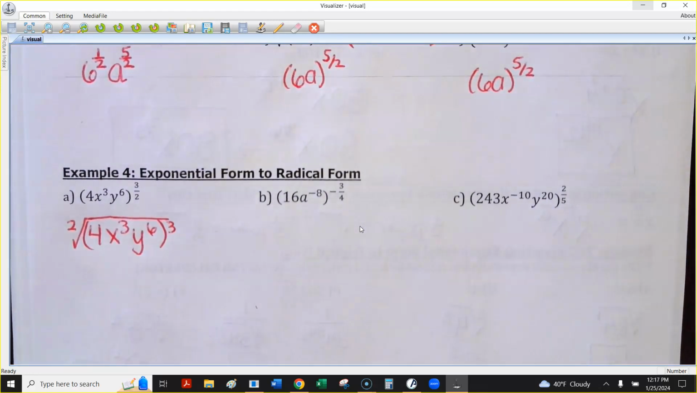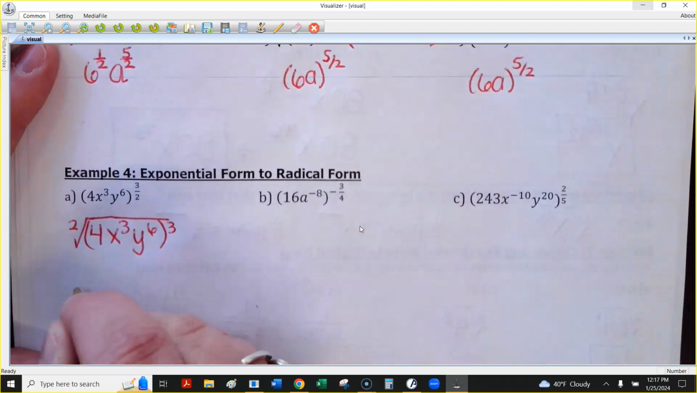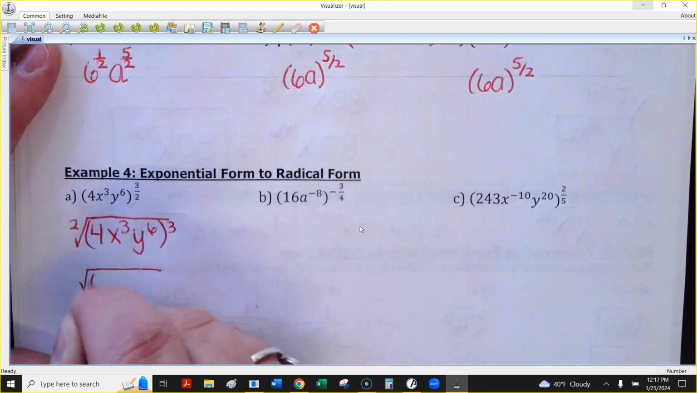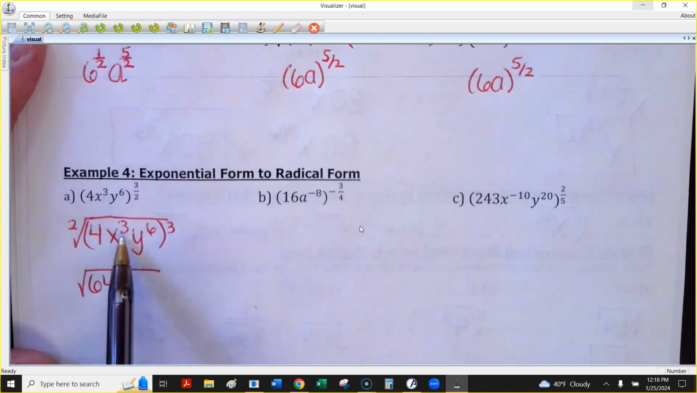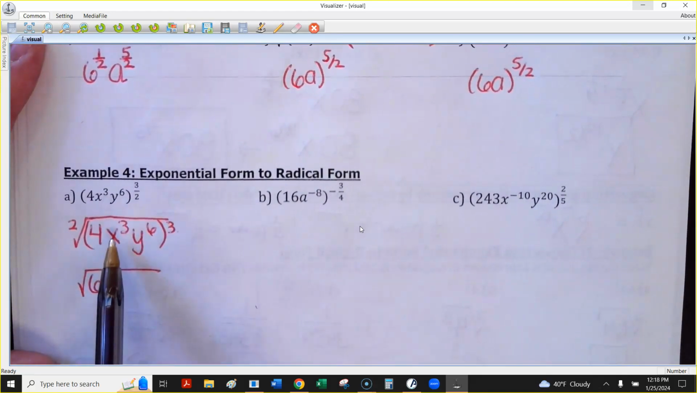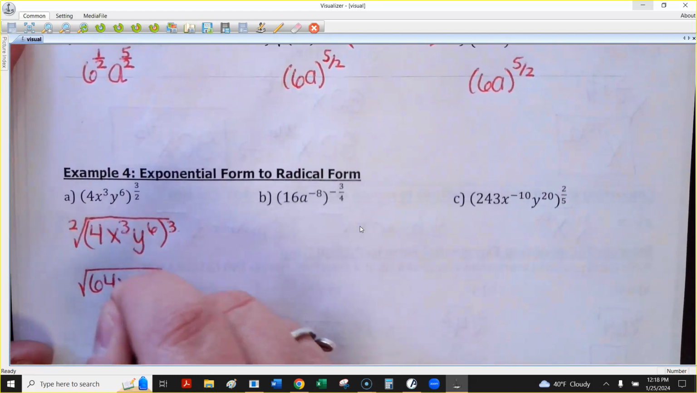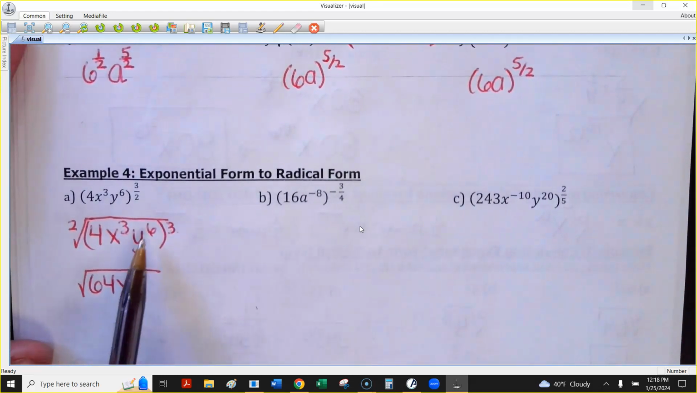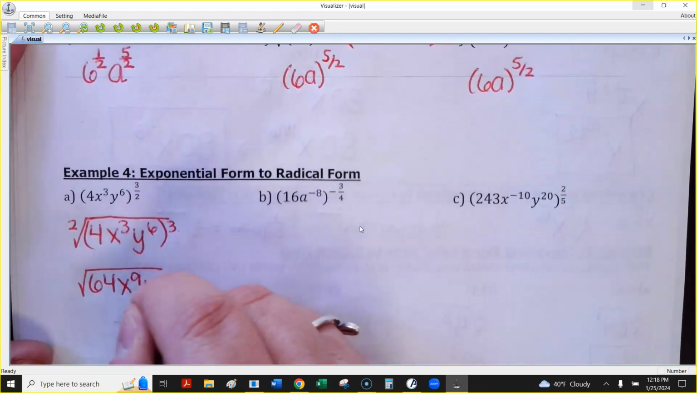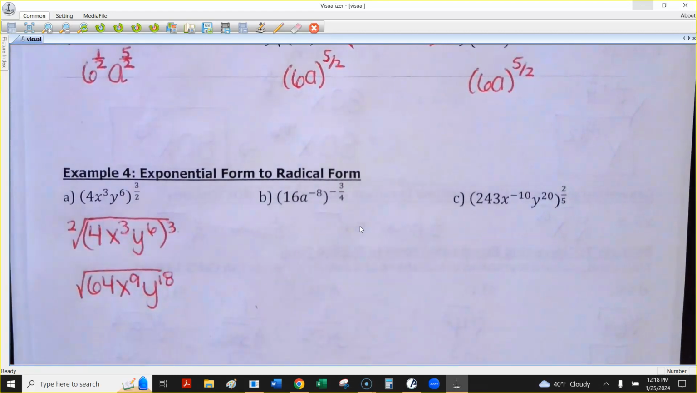So what I might do, and it's totally up to you, if you want to go ahead and distribute that 3rd power, that might make this one a tiny bit easier to deal with. Like 4 to the 3rd would be 64. Now, power to a power, I don't know if we've done any of these today. Multiply the exponent, so x to the 3rd would really be x to the 9th, and y to the 6th to the 3rd power would be y to the 18th.